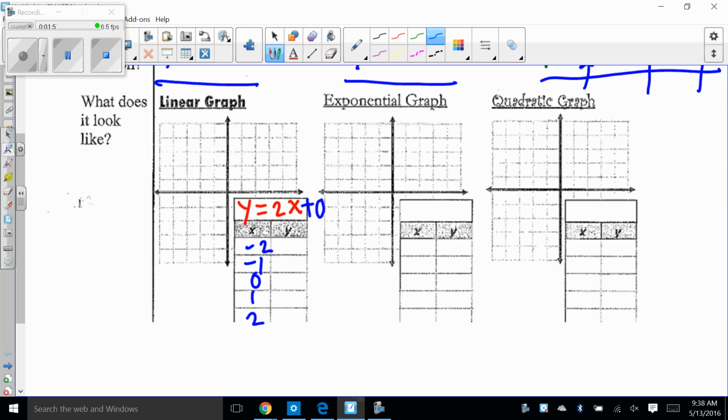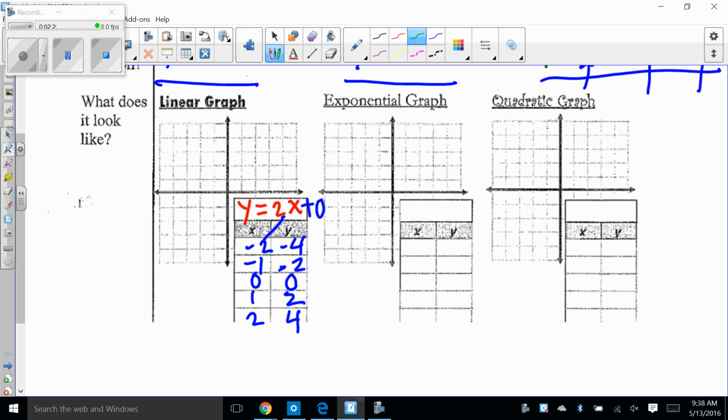Y equals mx plus b, knowing this is a straight line. Substitute -2 into the equation. We have 2 times -2, which is -4. Substitute -1 into the equation. 2 times -1 is -2. Substitute 0 into the equation, we get 0. Substitute 1 into the equation. We get 2. Substitute 2 into the equation. 2 times 2 is 4. So there's our input and output table.